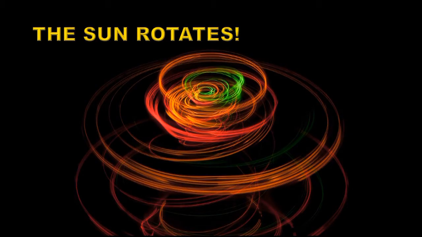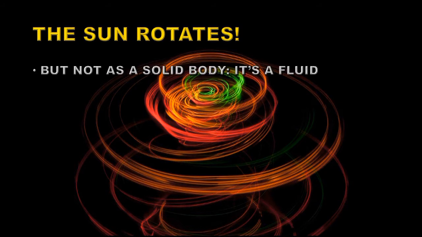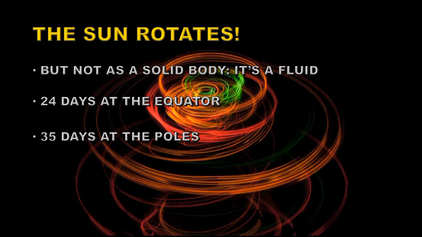It comes as a surprise to many people that in fact the Sun does rotate. But it doesn't rotate as a solid body because it's a fluid. So some parts of the Sun rotate faster than other parts. At the equator the Sun rotates once every 24 days. At the poles it's once every 35 days.